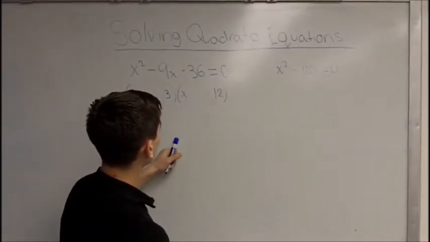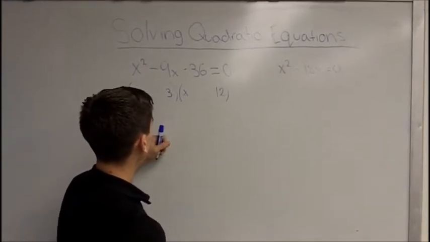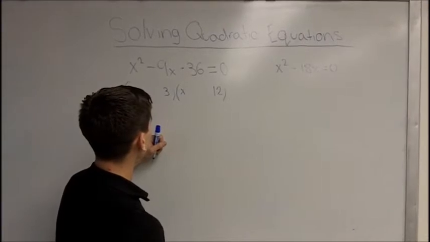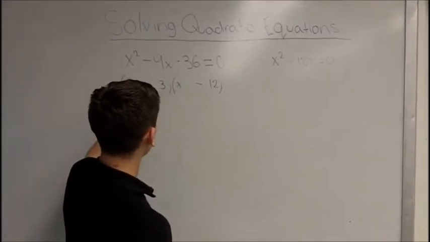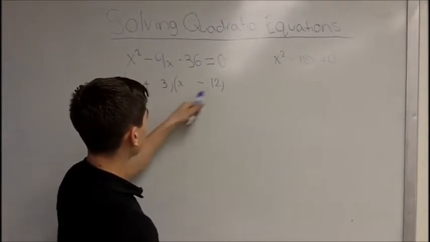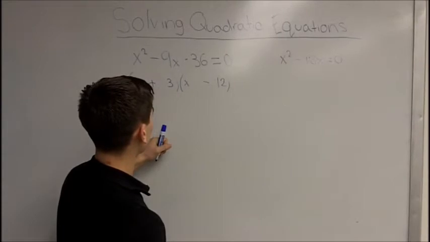Since 36 is negative, one of these has to be negative and one has to be positive. So, the 12 is going to be negative and the 3 is going to be positive. When we add negative 12 and positive 3, that is equal to negative 9.